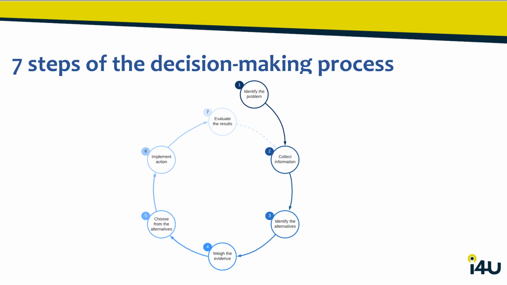Step 5. Choosing the best alternative. After evaluating each option against the criteria, the best solution emerges as the one that most effectively addresses the problem and meets the set criteria. This decision is made through a comparative analysis of the potential benefits and drawbacks of each alternative.